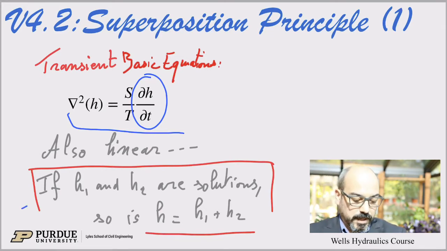Now, that means again that if h1 and h2 are solutions of these equations, then h equals h1 plus h2 is also a solution. So again, this is the principle of superposition, right? If we know two particular solutions, then their sum is also a solution of the system.